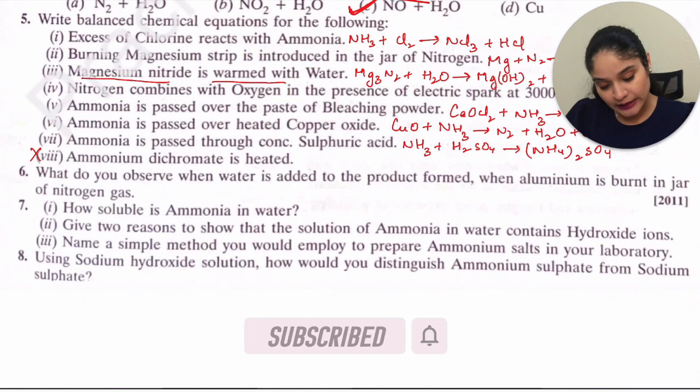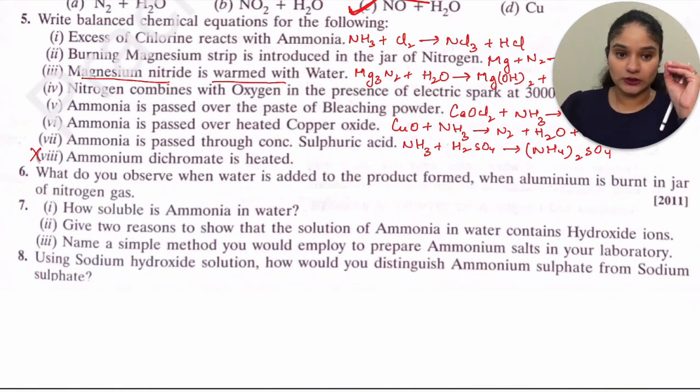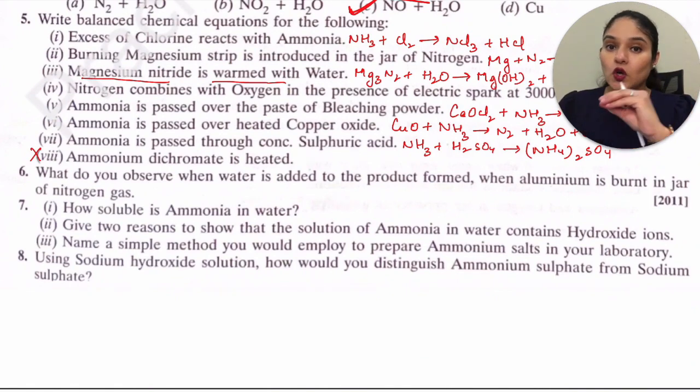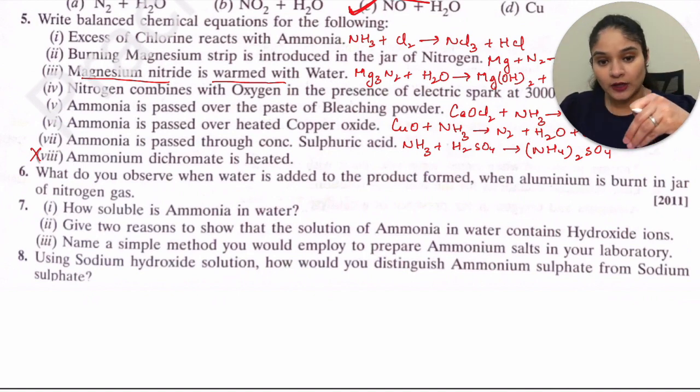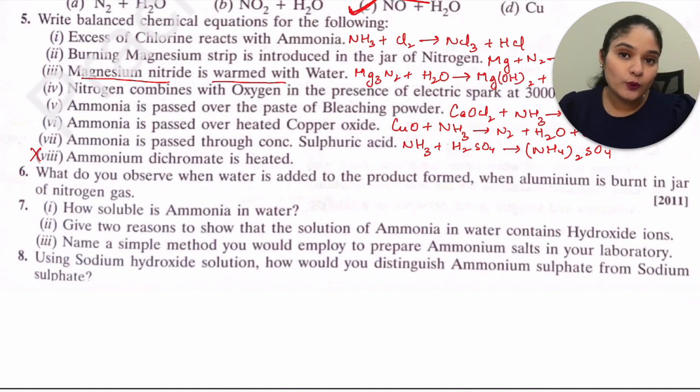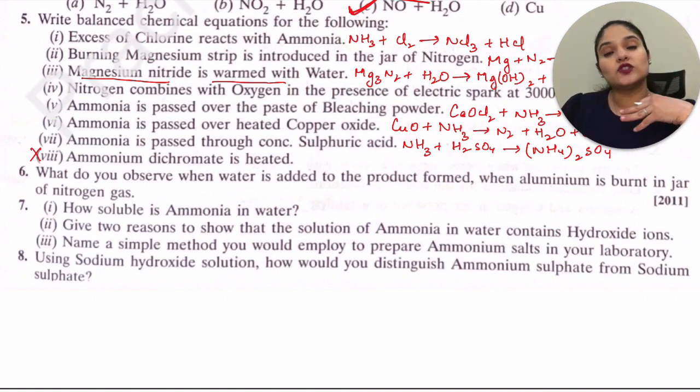Okay, one important thing about this question is that it is not asking you for the equation. You're only supposed to tell what the observation is. So even if you do not know the whole equation, if you get an idea that aluminium is burnt in a jar of nitrogen, so ammonia gas should be coming out, then you can just give an observation for ammonia gas.